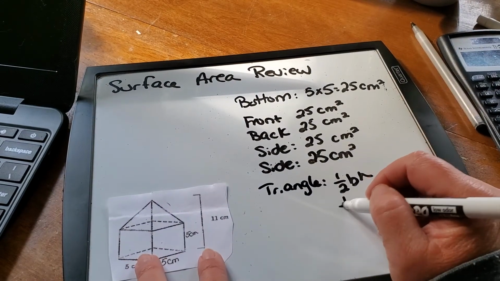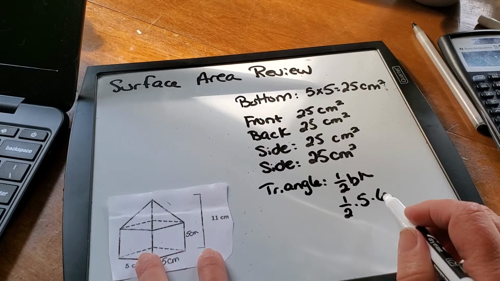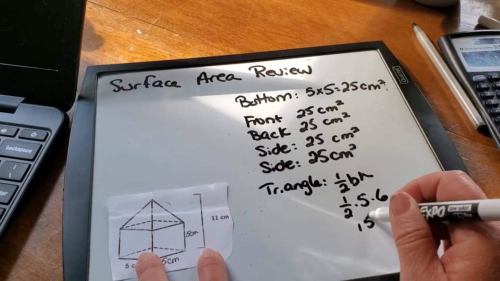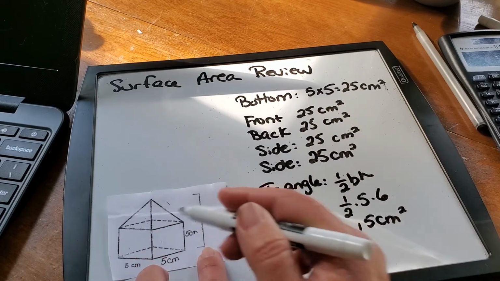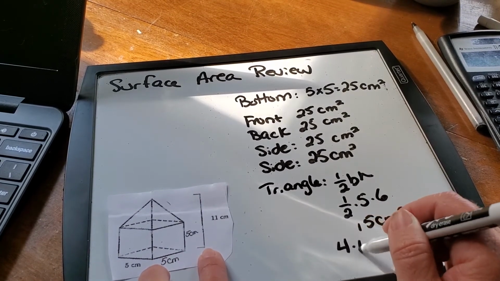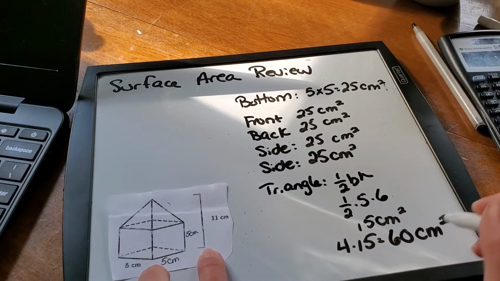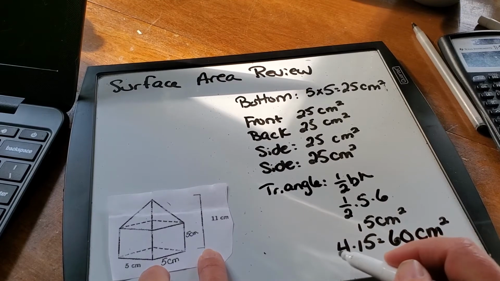So when I do the area of the triangle, I'm going to do half of 5 times 6. Well, 5 times 6 is 30. Half of 30 is 15 square centimeters. Now again, notice there's 4 triangles going around there. So I'm going to multiply that by 4. 60 square centimeters would be the area of all 4 triangles.